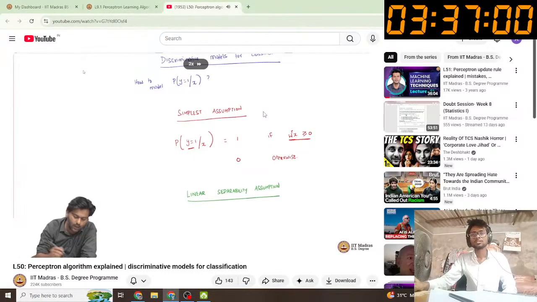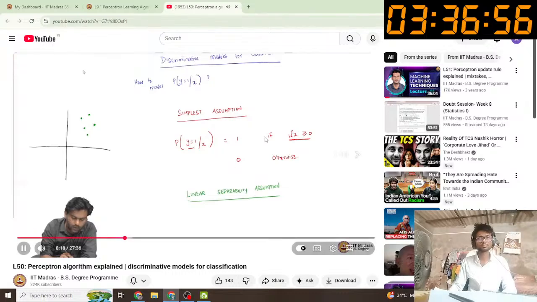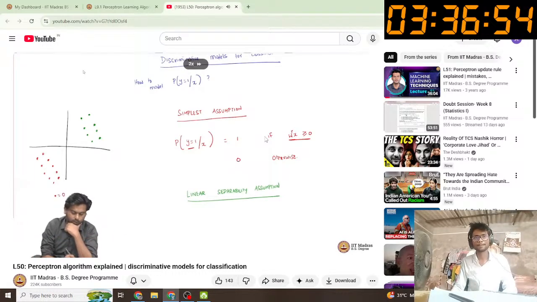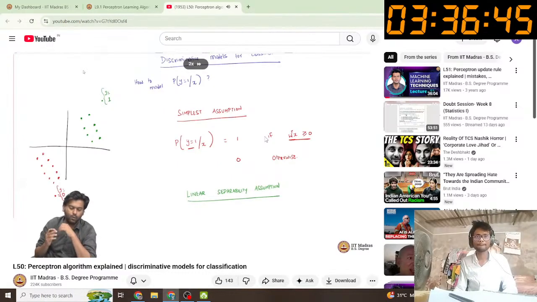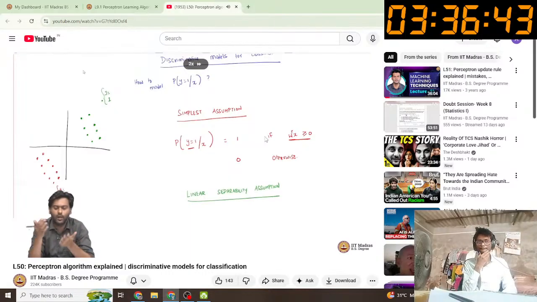So what does this mean? This means that let's say I have a data set like this, right? Where red has label 0 and green has label 1, right? So this has y equals 1, and this has y equals 0. Now, I ask the question, can this data be generated according to the model that I'm assuming?